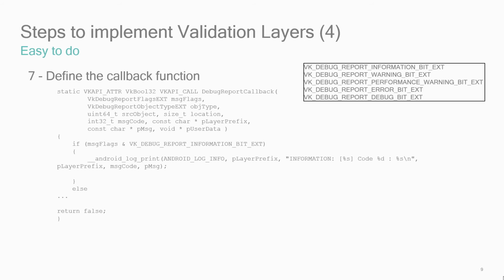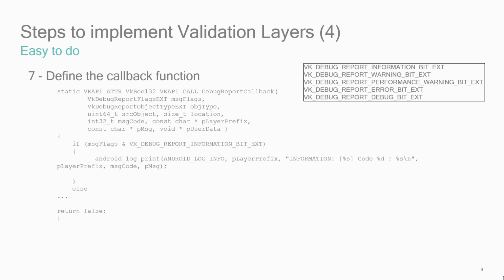In this example, we use __android_log_print to format a message and send it to the Android log. Notice that the message flag is a bit field, so that messages could be a combination of the 5 reporting levels. In the development phase, you might find it useful to set a breakpoint for the VK_DEBUG_REPORT_WARNING_BIT_EXT and the VK_DEBUG_REPORT_ERROR_BIT_EXT when these are reported, so you can see the state of the program and the function call that caused the error.